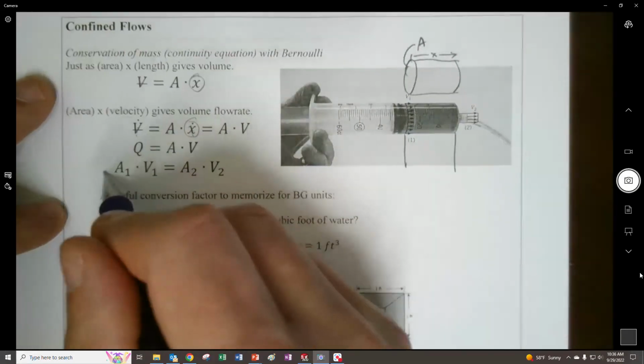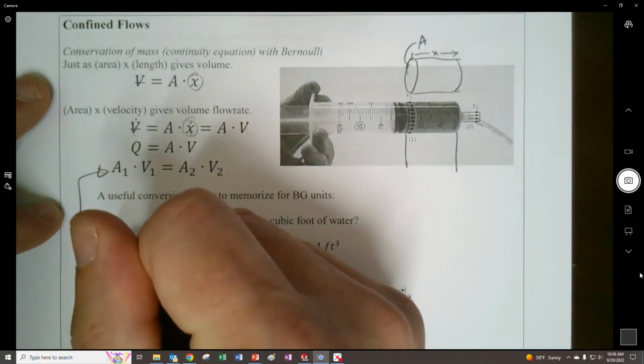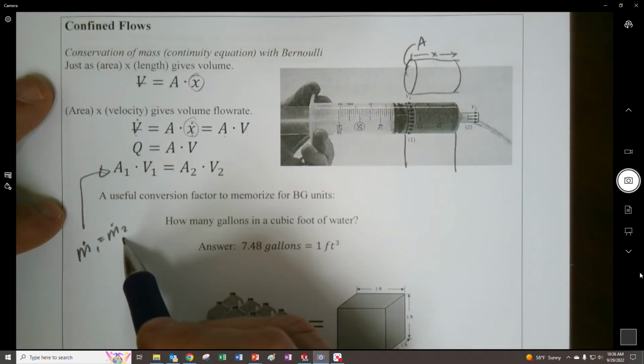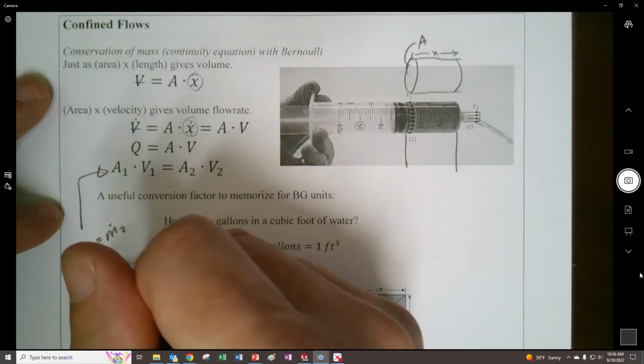And notice right here, and importantly, we know that the conservation of mass, right, of something coming in and out, the mass flow, is going to be density times volumetric, right?